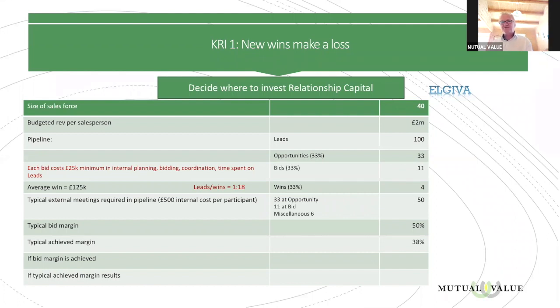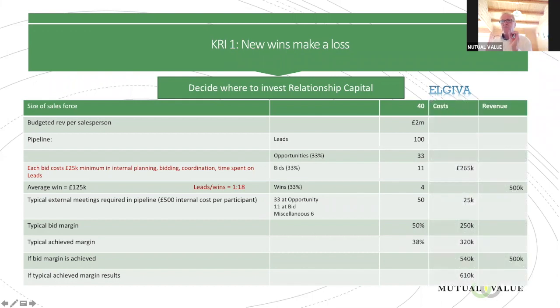We've got the 50 meetings we're going on. Let's look at how that all works out. Oh, by the way, when we did the bid review, we promised the bid review team that we'd make 50% margin. When we went out and had a little chat with the client and actually won it, we turned out to get 38%.